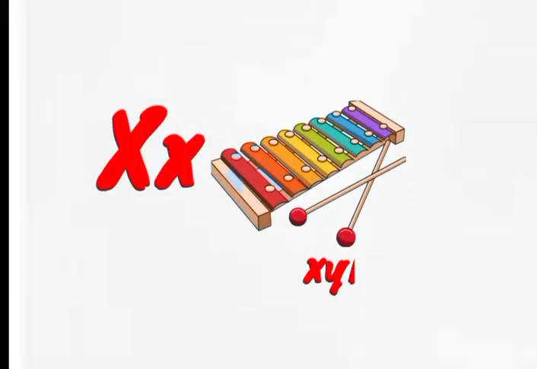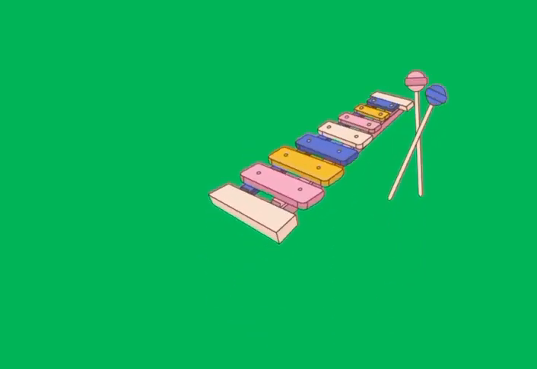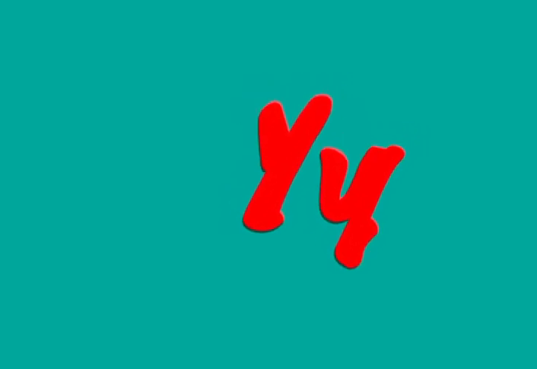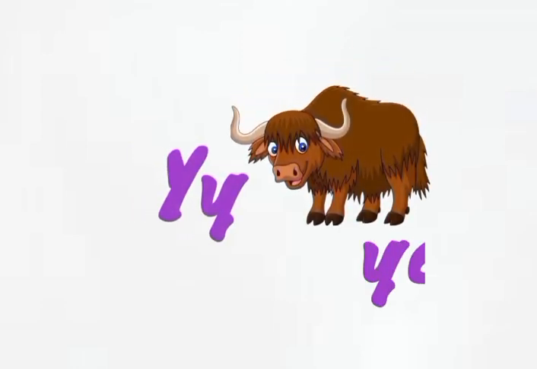The next letter is X. X is for xylophone. The next letter is Y. Y is for yak.